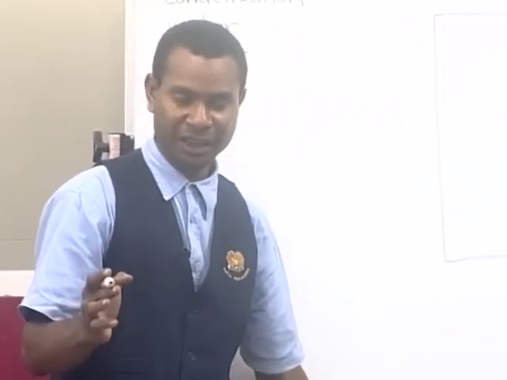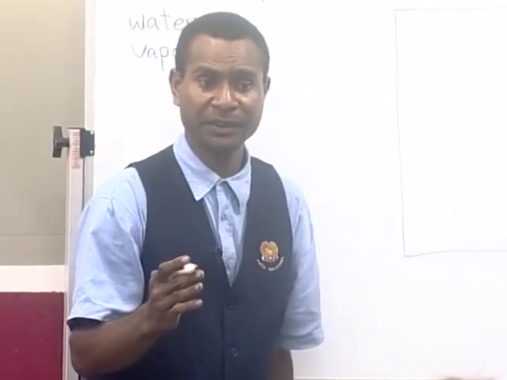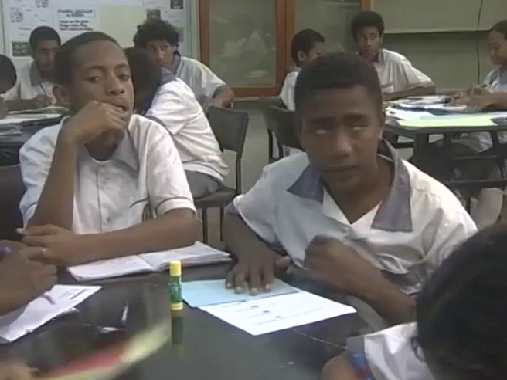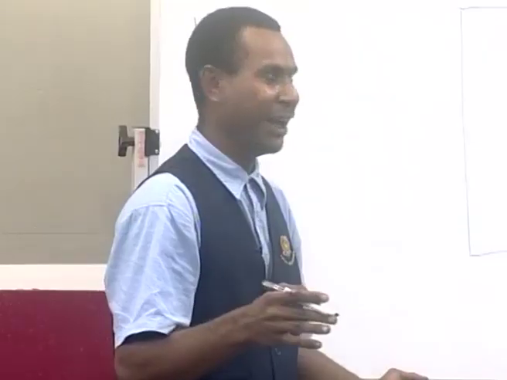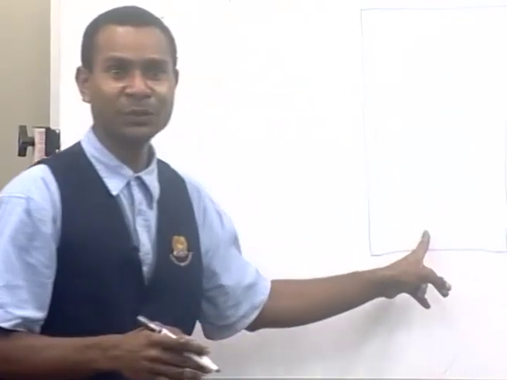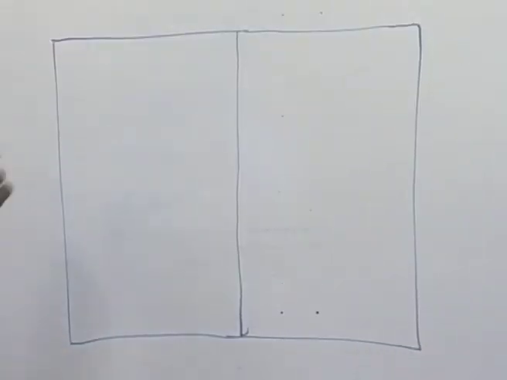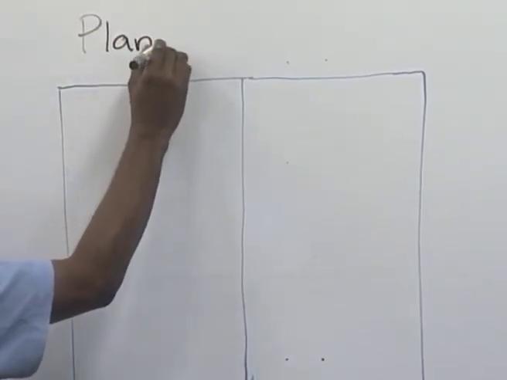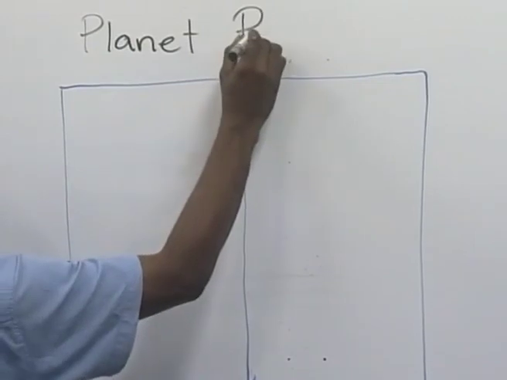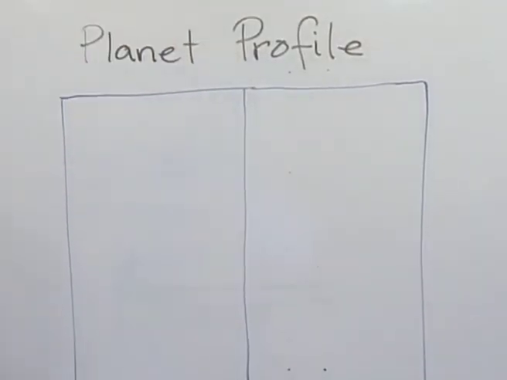You are given a folder, two A4 papers, some large A3 papers, plus scissors and a glue. This is what your folder looks like. You'll do a planet profile.